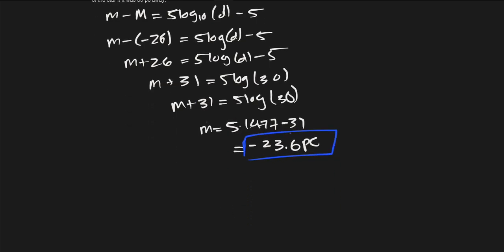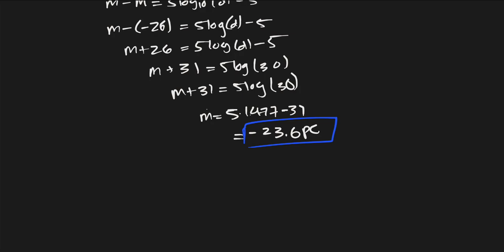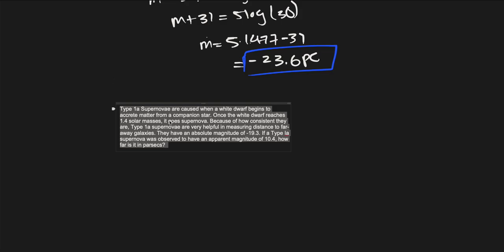And we can look at another problem right now, and it has to do with type 1a supernovae. Type 1a supernovae are caused when a white dwarf begins to accrete matter from a companion star. Once a white dwarf reaches 1.4 solar masses, it goes supernova. Because of how consistent they are, type 1a supernovae are helpful in measuring distance to faraway galaxies. They have an absolute magnitude of negative 19.3.